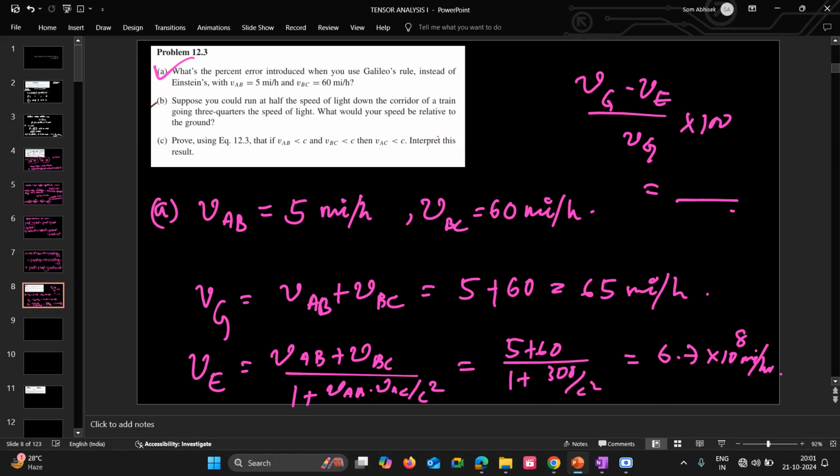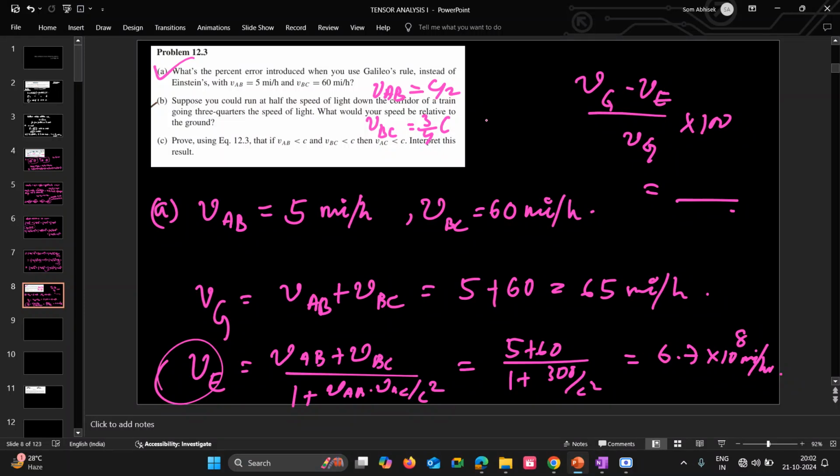Next question. Suppose that you could run at half the speed of light down the corridor of a train going three quarters of the velocity of light. What would your speed be relative to the ground? Again we can use the velocity addition, Einstein's velocity rule. So suppose VAB is c by 2, and the train speed VBC is 3 quarters, that means 3 by 4 c.